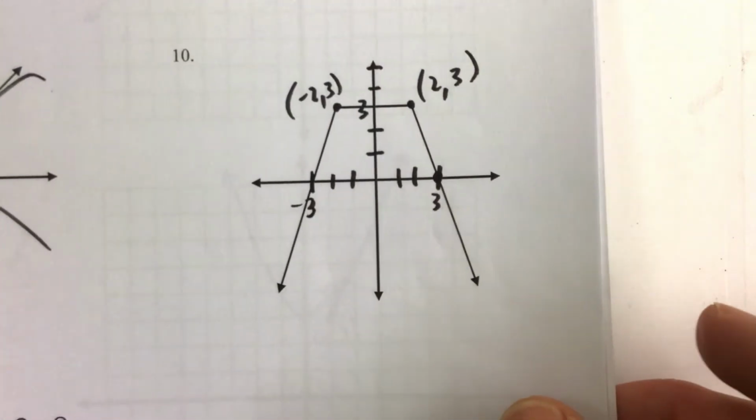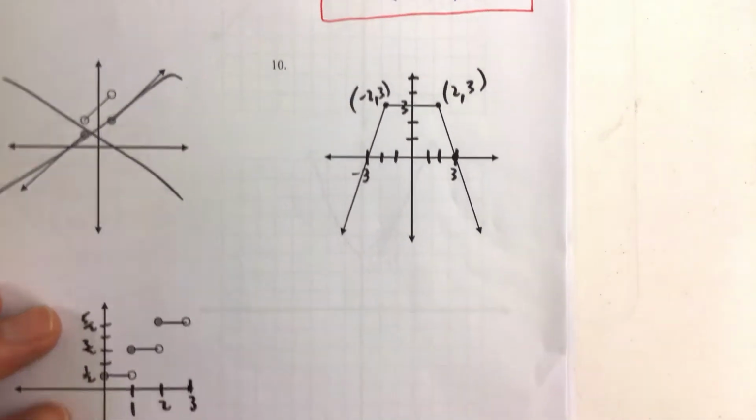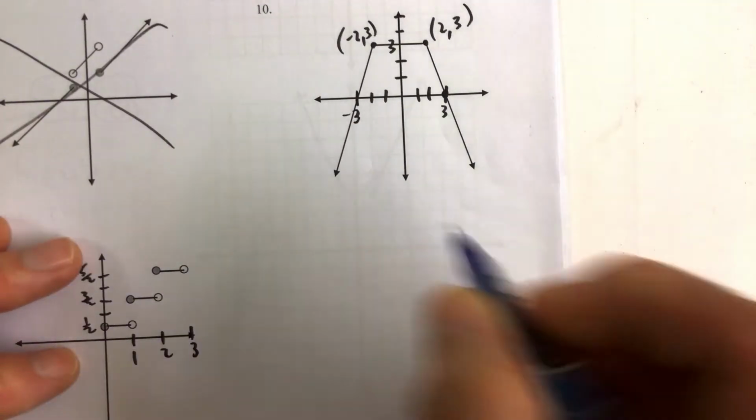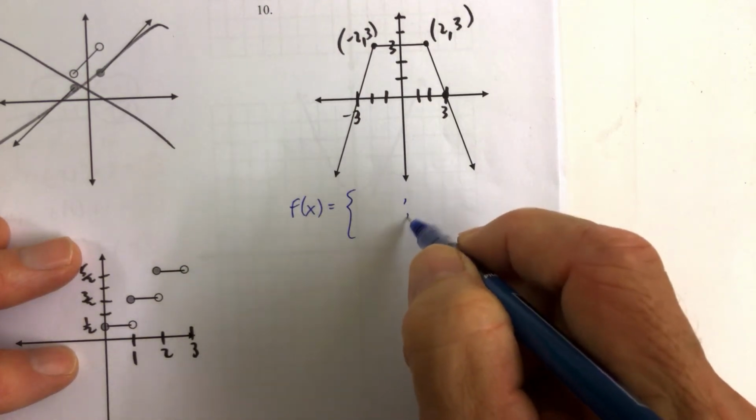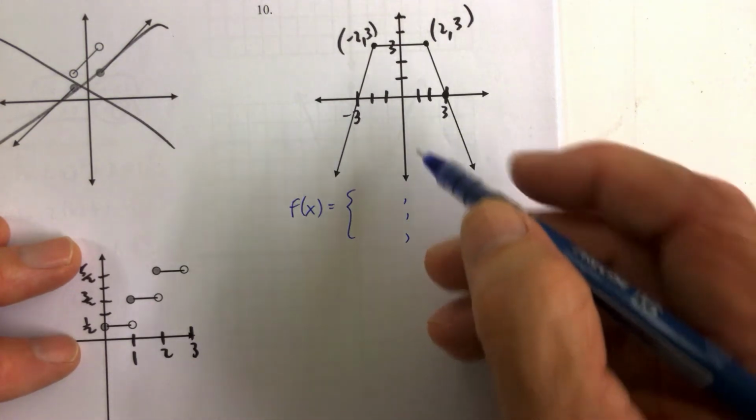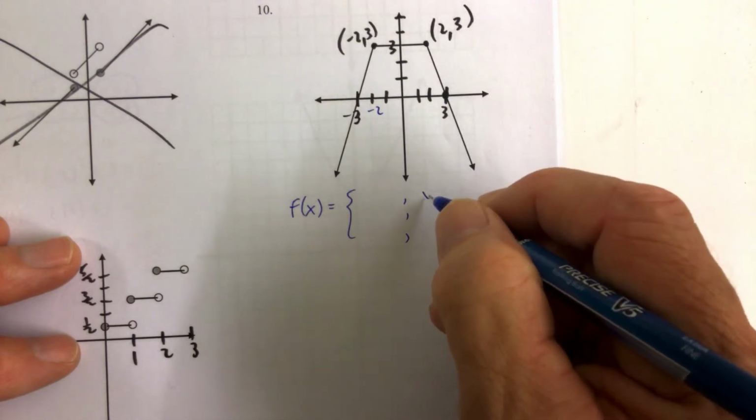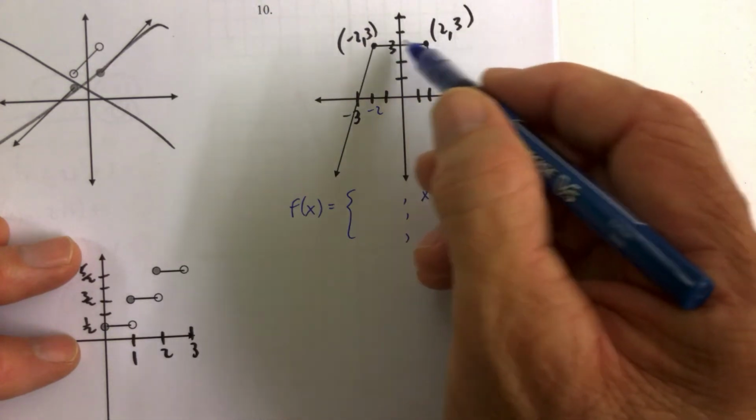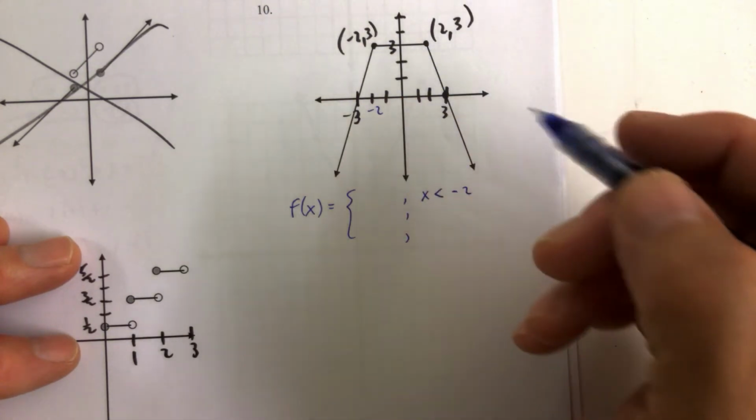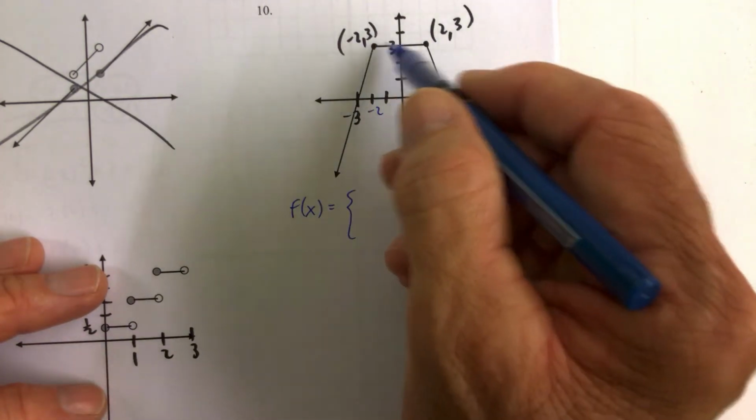Okay, and so in problem number 10 we have 3 pieces, and let me zoom out a little bit so we can get a little bit more space down here to work. When we have 3 pieces, we just need to leave space for 3 pieces. And the first piece, say, is defined for the x values x less than -2. Now, we have dots here, we have connecting values, and so we have to just make a decision on which piece we're going to give the endpoints of that interval to.